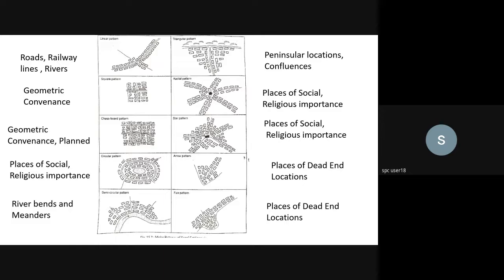Next is a radial pattern and star pattern. Now, actually, you'll see that star pattern is something which is used in common language, and radial, I would say, is the geometric context of it. Either way, both of them, the cause of a radial or star pattern, has to do with something which is of importance. It could be a place of social importance, a place of religious importance.